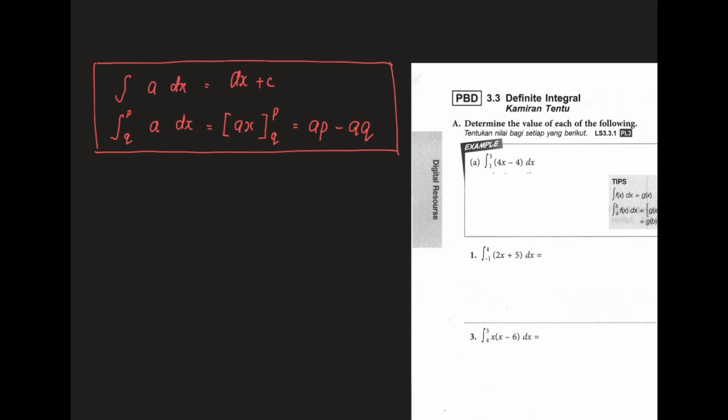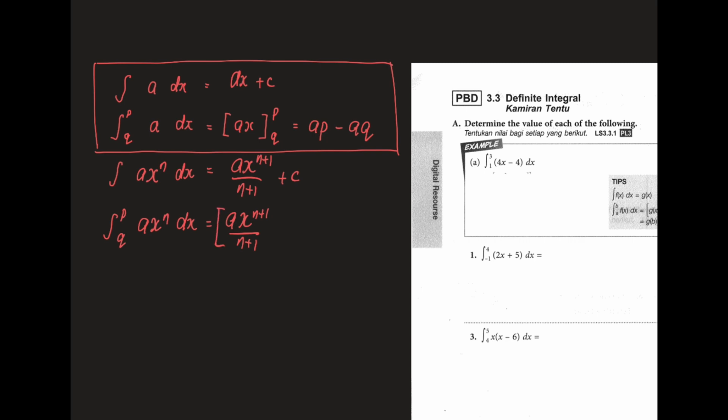No more c. Just now I also mentioned the second formula is ax to the power of n, and when you integrate, it becomes ax to the power of n plus 1 over n plus 1 plus c. But if you have limits p and q, ax to the power of n, the way to integrate is the same, ax to the power of n plus 1 over n plus 1. The only difference is we don't want plus c anymore.